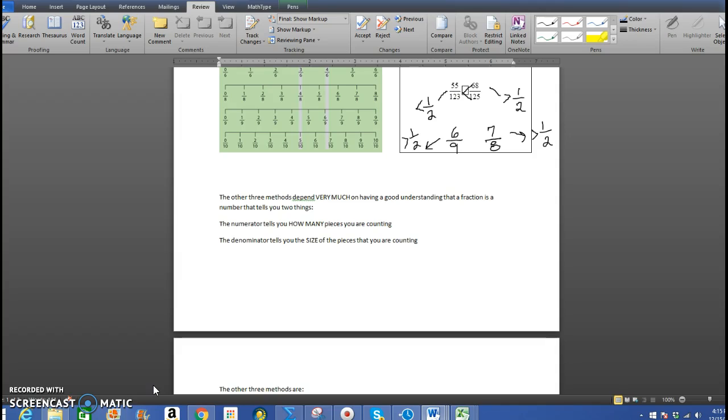Okay, we're going to go on to the 3 other methods, which all of these methods very much depend on having the understanding of fractions that is presented in the Common Core. So that means that you need to remember the numerator of a fraction tells you how many pieces you're counting, and the denominator of a fraction tells you the size of the pieces that you are counting.